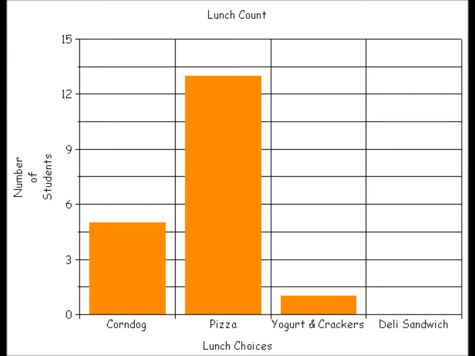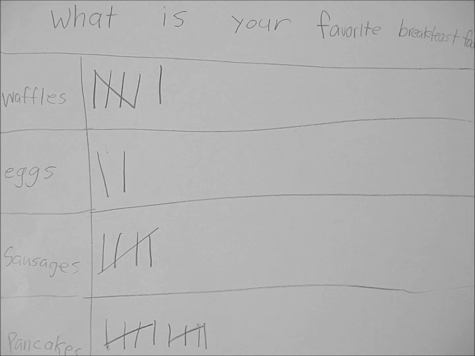So after that, I showed them a graph that I had made that displays their lunch choices for the day. And I asked them what they noticed about that graph. And I got a lot of different answers, mostly things like, oh, there were 13 people that chose pizza, and there are a lot less people that chose deli sandwich, or there's numbers on the sides, just simple comments like this. And that was great for my lesson because I just wanted them to notice the basic parts of a bar graph.